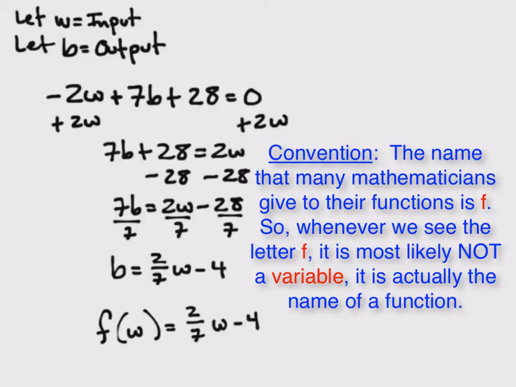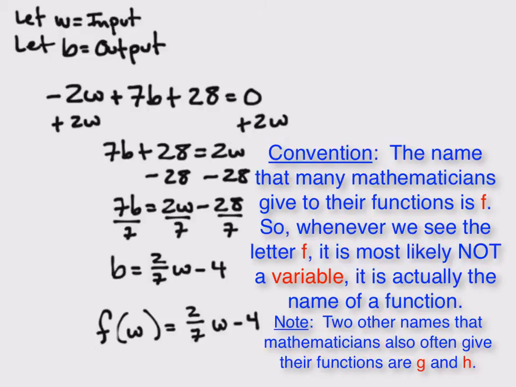So whenever we see the letter f, it is most likely not a variable. It is actually the name of a function. Two other names that mathematicians also give their functions are g and h. So just be wary if you see an f or a g or an h, it very well may be the name of a function and not a variable. And note, when you see this f of w right here, there is no multiplication going on. f is not a variable. It is the name of that function's rule. So very important to keep those things straight.